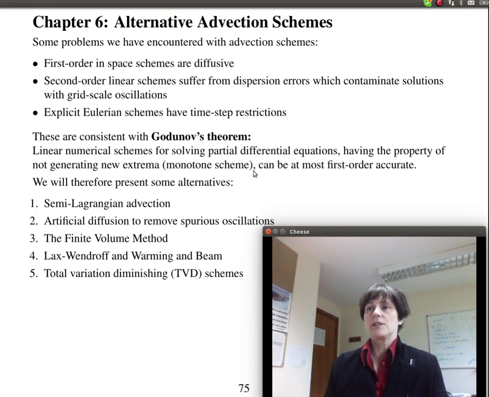So we're going to look at some alternatives. Semi-Lagrangian advection, and this is to avoid time step restriction of explicit schemes. We're going to look at using artificial diffusion to remove spurious oscillations. I will introduce the finite volume method and then a few particular examples of the finite volume method, the Lax-Wendroff and Warming and Beam schemes, and total variation diminishing or TVD schemes.